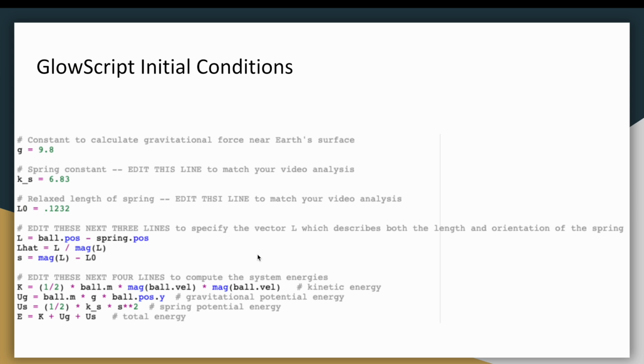So here are some initial conditions of the GlowScript code. We can see the gravitational force, the spring constant, the relaxed length of the spring, and the ball position minus the spring position gives us L, and then we're able to use that to find L hat, and then S. Then you can see the different values for the energies that we talked about before, which we referenced in the previous slides.